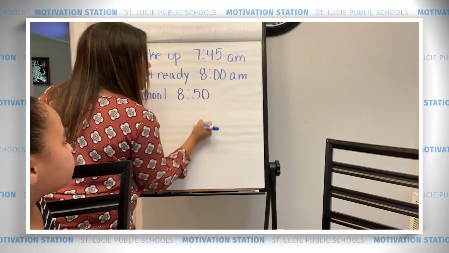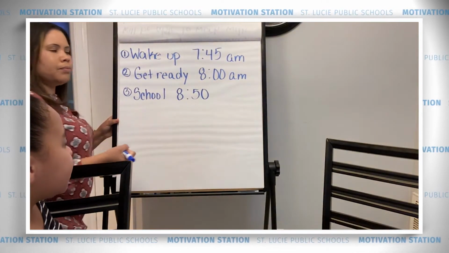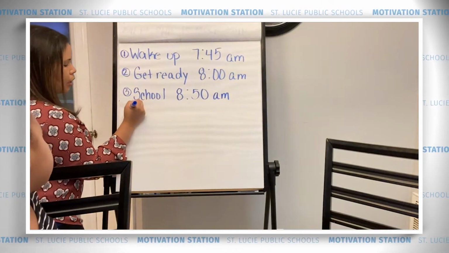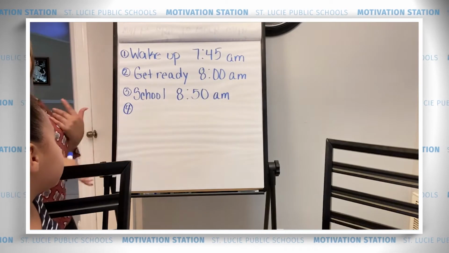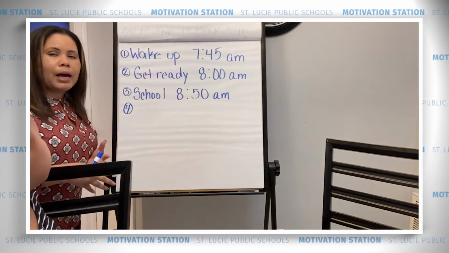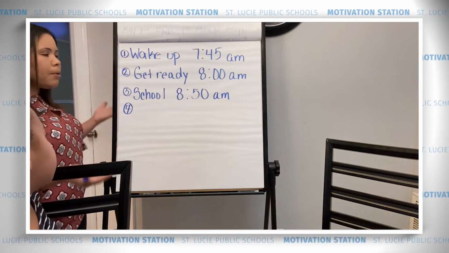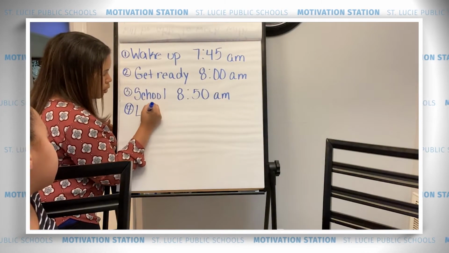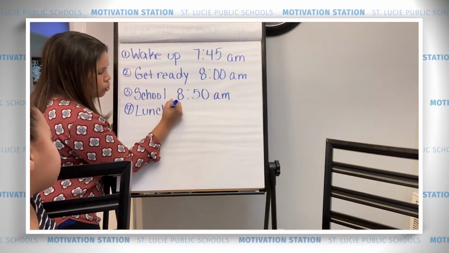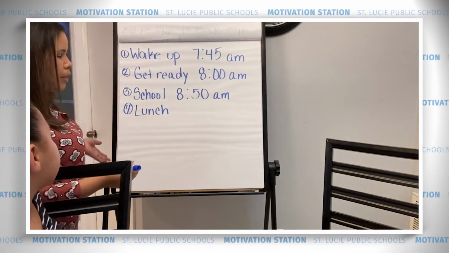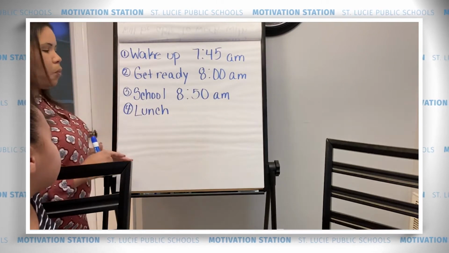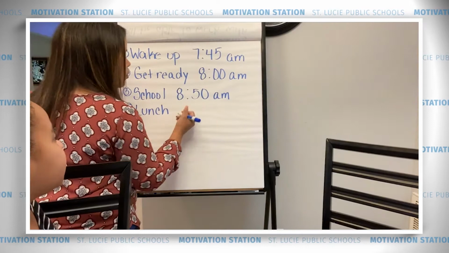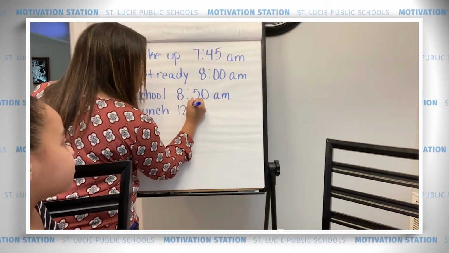And is that still a.m. or is that now p.m.? A.m. So 8:50 a.m. Then we're gonna go through our day. She does her classes, maybe does a little bit of math, some reading, some science, a couple of things in the morning time. And then we'll say she gets to lunchtime. She's worked up an appetite doing all her schooling. What time do we eat lunch around? Around 12:15 p.m.